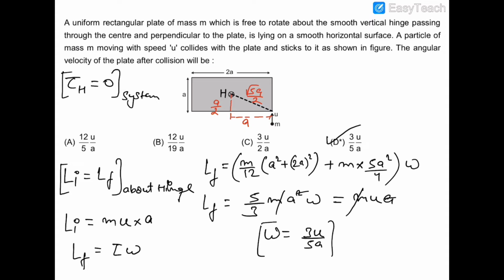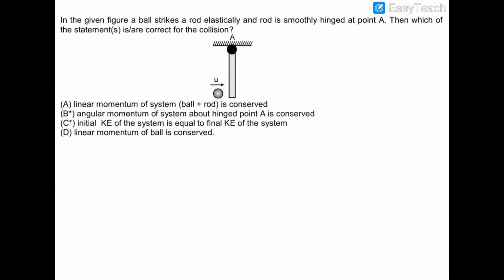Now we move on to the next question. In this question, it is given that there is a rod which is hinged about point A and there is a ball which strikes this rod elastically. Then we have to choose the correct option.